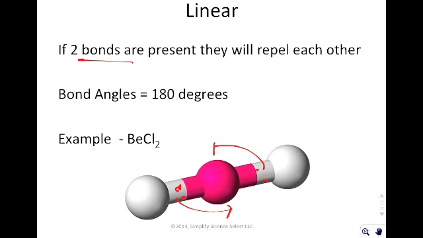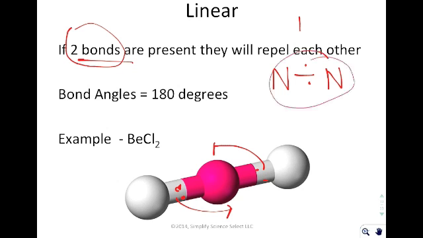Okay, now you see linear bonds not only when you have 2 bonds present, but also when you have 1. If you have a nitrogen molecule, nitrogen bonded to nitrogen, they're sharing a pair of electrons. In fact, they're sharing 3 pairs of electrons. But when they're sharing these electrons, they can't get any further apart than they are when they're in the bond between them.